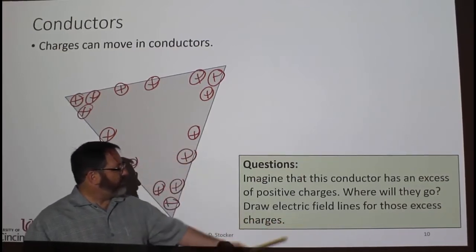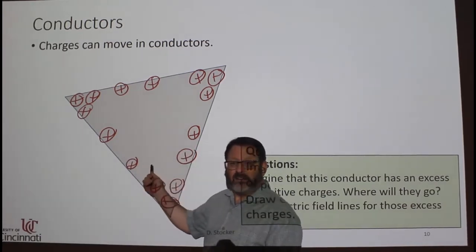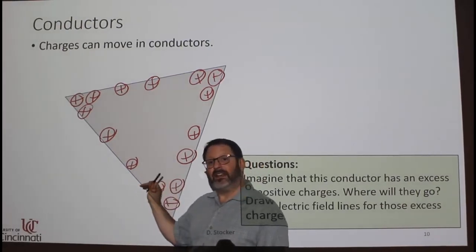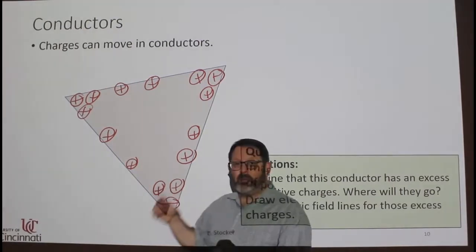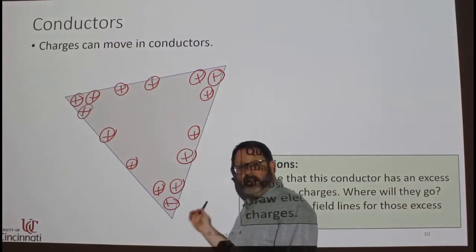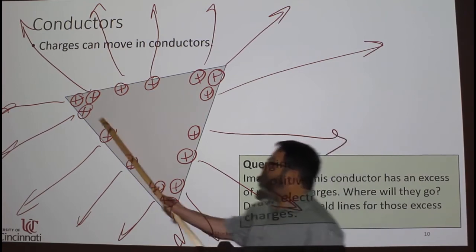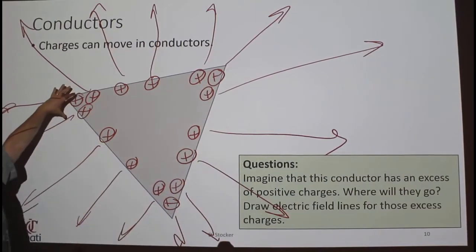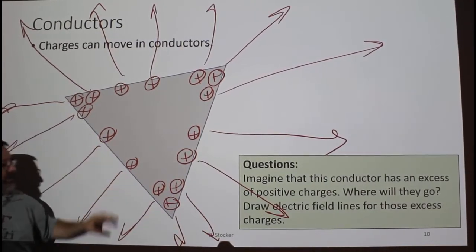So draw the electric field lines for these excess charges. Inside the conductor, there actually won't be any field lines at all, because if there were field lines, the charges would move around until the field lines went away inside. But outside, each one of these charges can create a field. So you would end up with something that looks like this. And actually, where the charges are most tightly clustered together, the field lines are closer together, you'd have a stronger field in the corners than you do on the edges.